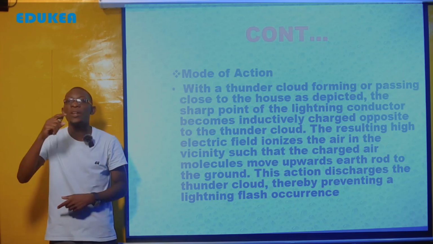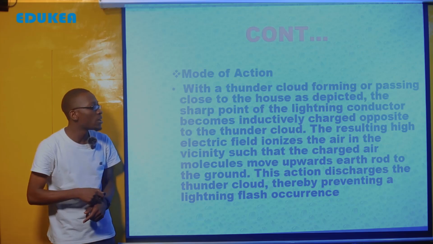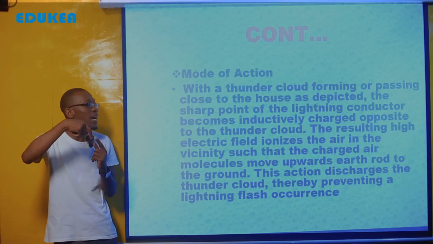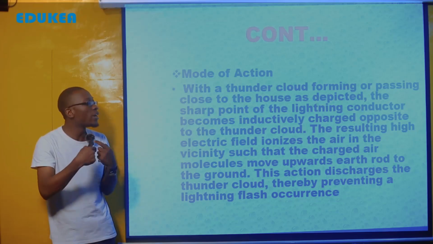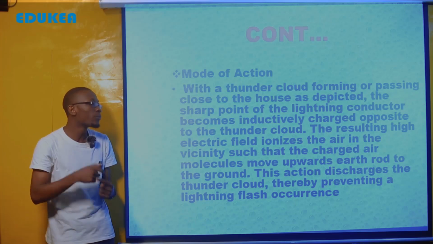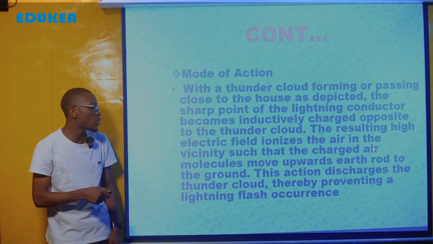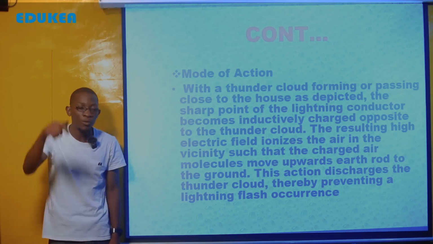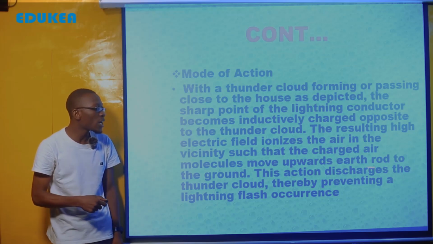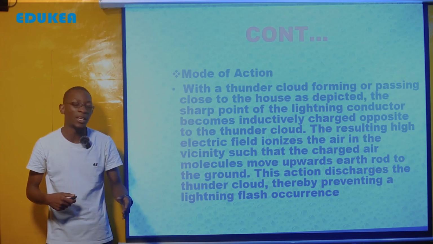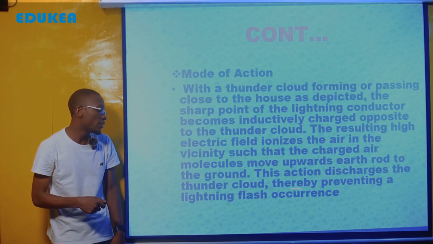The resulting high electric field ionizes the air. Kwa mantiki hiyo high electric field inaionize ile air, inaifanya ile air iweze kurelease charge yake in the vicinity, so that the charged air molecules move upward, the earth loads to the ground. Charged air inamove upwards, loads to the ground. These actions discharge the thunder clouds. Kwamba hiyo action inafanya kazi ya kudischarge thunder clouds, maana yake inaremove the thunder cloud, thereby preventing a lightning flash occurrence, na kuzuia occurrence of lightning flash.